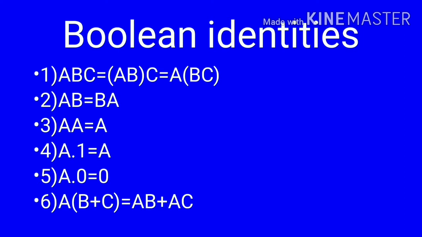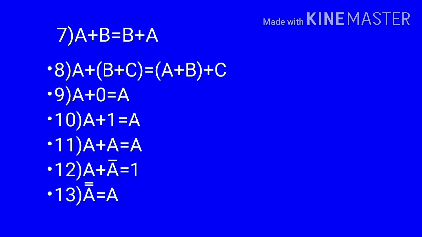Boolean expressions are given in detail. First point, ABC equal to (AB) into C equal to A into (BC). Second point, AB equal to BA. Third, AA equal to A. Fourth, A into 1 equal to A. Fifth, A dot 0 equal to 0. Sixth, A into (B plus C) equal to AB plus AC. Seventh, A plus B equal to B plus A. Eighth, A plus (B plus C) equal to (A plus B) plus C.